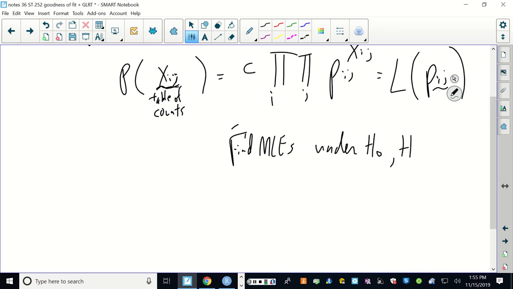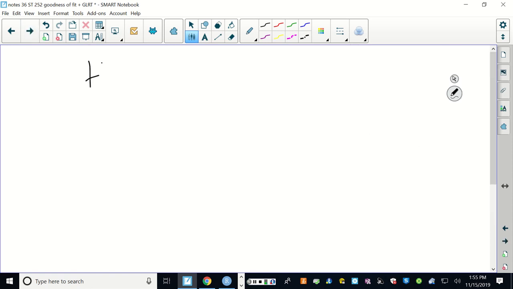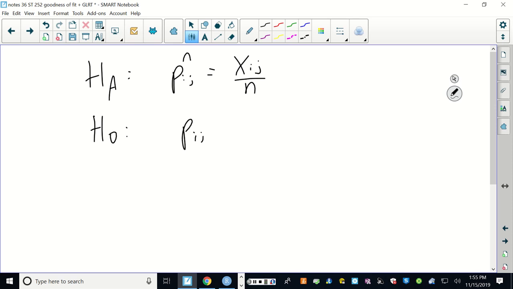H0 and under the alternative. So P under the HA, that says there is no particular relationship. The Pij hat is just going to be the count in that cell divided by the proportion. So everyone just kind of stands for themselves. Under this one, we're going to estimate the row and we're going to estimate the column separately and just multiply them together.